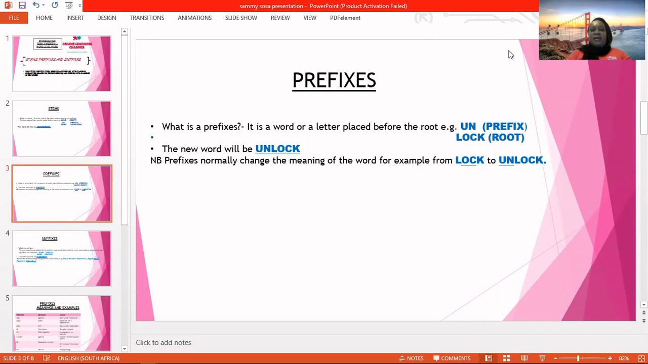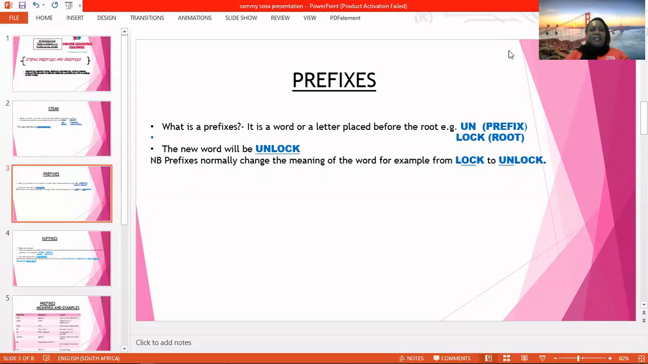shows us prefixes. What is a prefix? It is a word or a letter placed before the root word. For example, we have a prefix un and the root word being lock. When we attach the prefix to the word lock, it will read unlock.